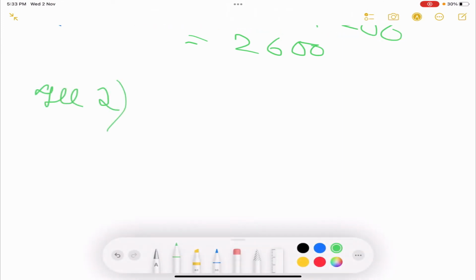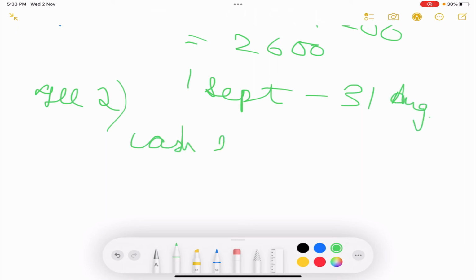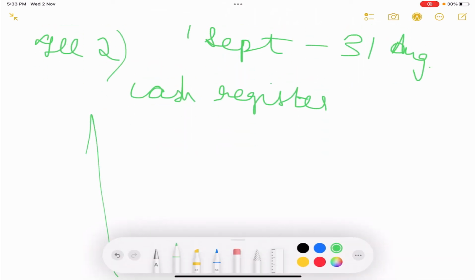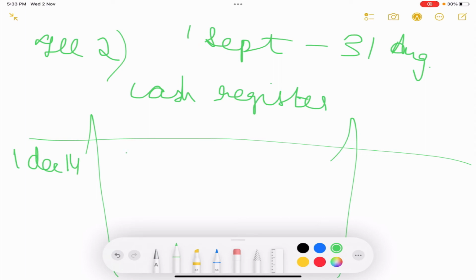So let's start. What is the accounting year in the question? If you read it again, it is 1st September to 31st August. So first we will make the cash register account. You won't be able to understand if you're not solving it along with me. I'm just quickly discussing the answer. On 1st December 2014, you purchased the cash register, that's what is given in the question, for 5,000.